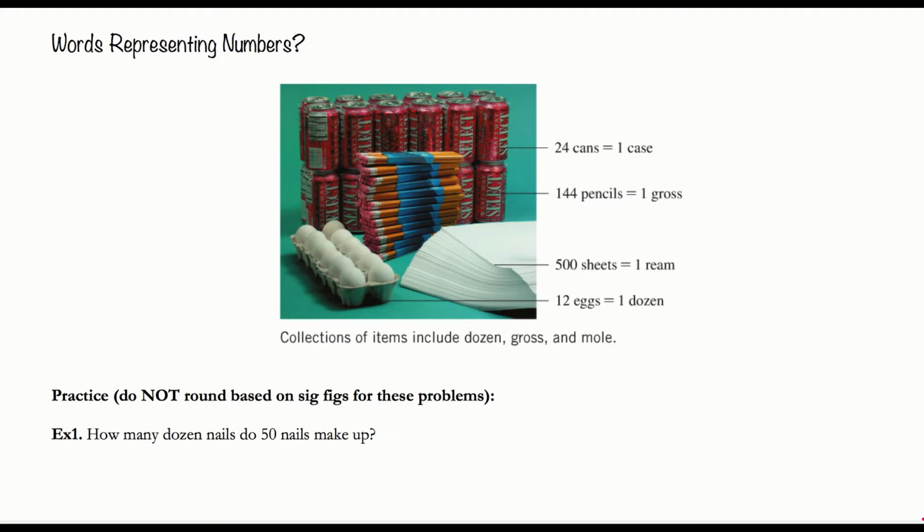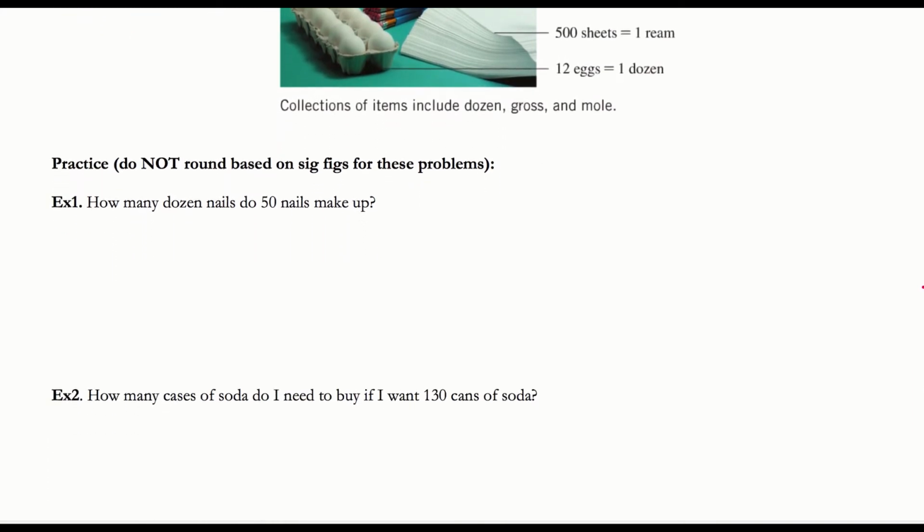If I have a gross of pencils, obviously this applies more for teachers than for students, I have 144 pencils. If I buy a ream of paper, that's not just a random amount of paper. That is exactly 500 sheets of paper. One that you're familiar with, a dozen, is 12 eggs. If I say I have a pair, it's implied to be 2. So we have a number of words that represent numbers. So let's actually practice quickly using conversions with these words that represent numbers, and then I'll get into the chemistry of it in just a second, I promise.